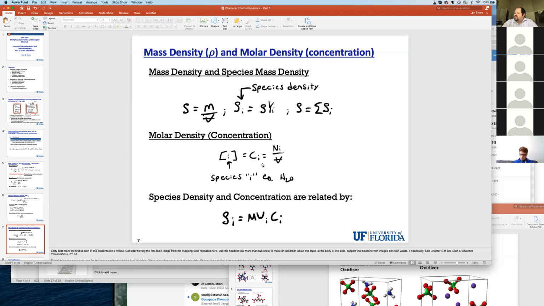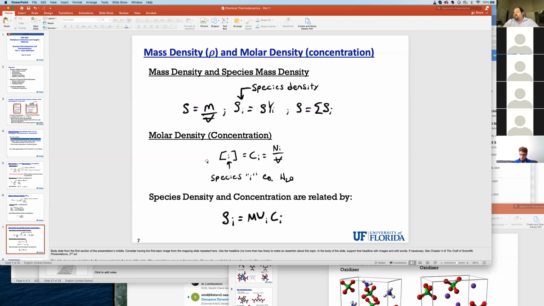Okay, and now for molar density, that's called concentration. In combustion books, you'll see two different notations for that. You'll see square brackets and then species i, that could be H2O. So if you see H2O in square brackets, that means the concentration of, say, H2O. And a lot of other combustion books will basically use C subscript i for concentration. Those are equivalent.